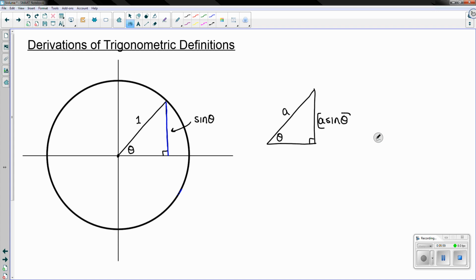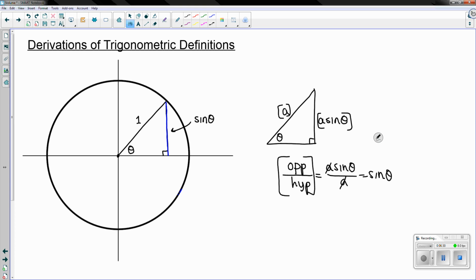We're going to take this opposite side, and if we divide it by the hypotenuse side length, those a values will cancel, and we'll reveal our sine. So we're going to do opposite divided by hypotenuse, which is going to be a sine theta over a. And those a's cancel, and we're just left with sine theta. So in the event we don't have a hypotenuse value of 1, we're still able to calculate the sine of an angle by taking the ratio of these two side lengths.